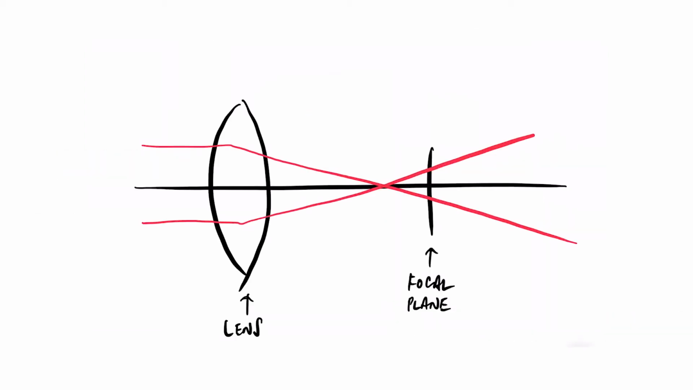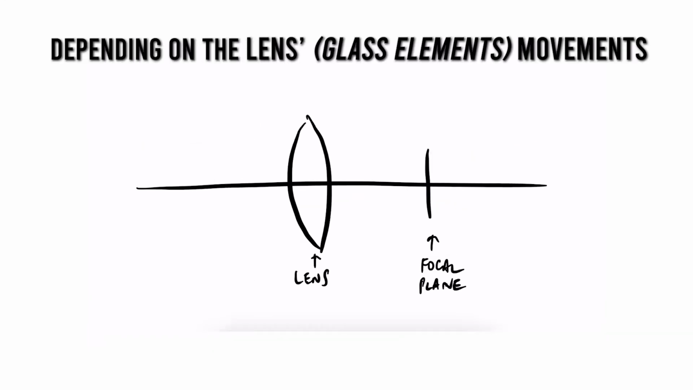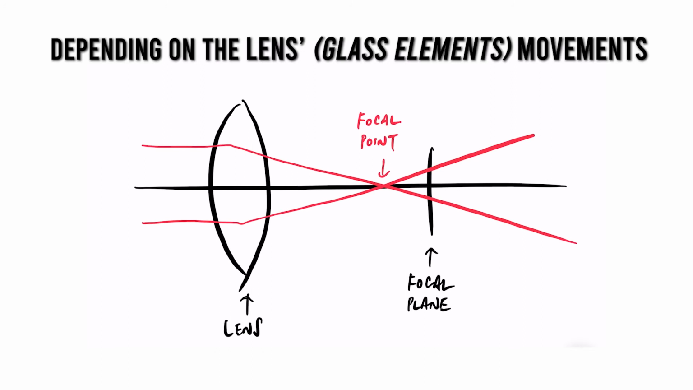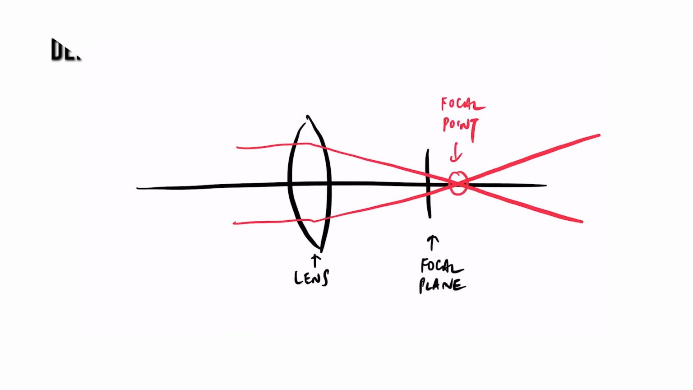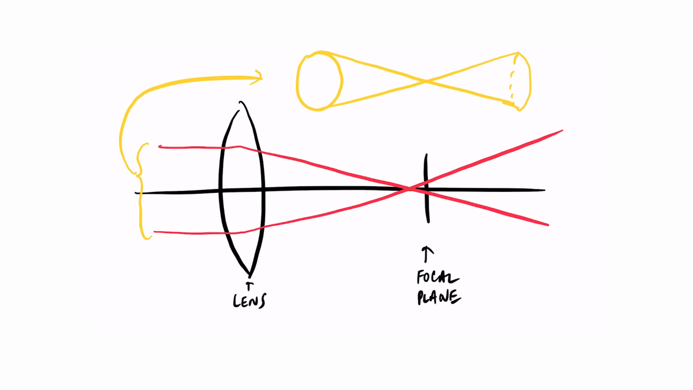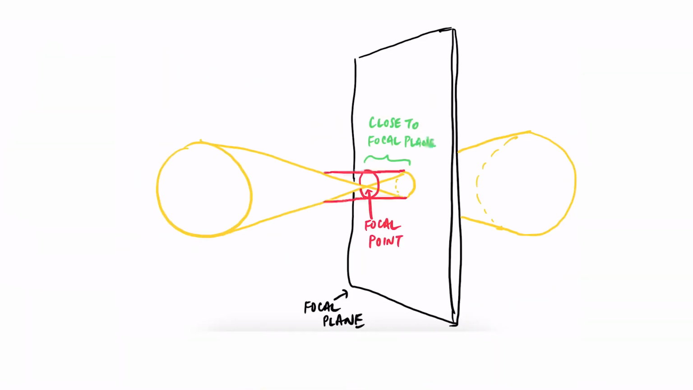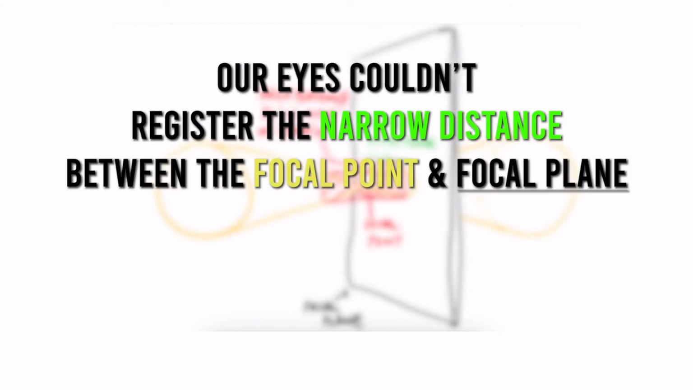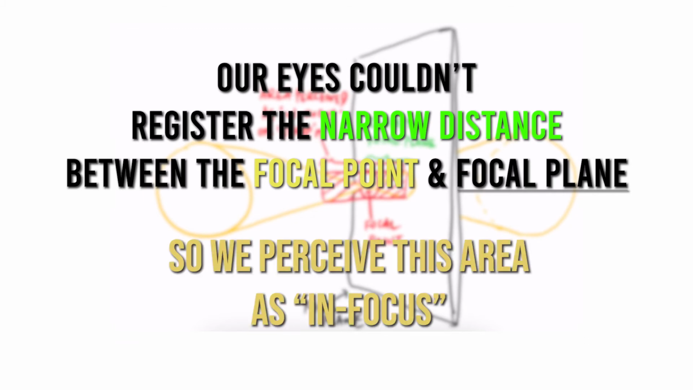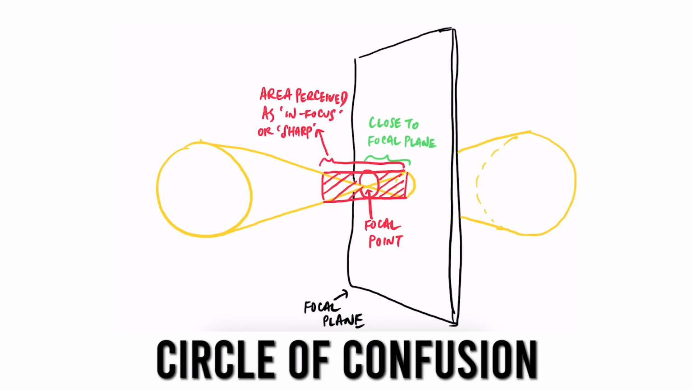When light passes through the lens, and depending on the lens movements, the light is reflected and converged before, on or after the focal plane to form a focal point. Now, if we look three-dimensionally, the shape from the front of the light passing through the lens will look more like a circle. In each case, there is a particular area where, although the focal point is just nearby the focal plane, the subjects within this area is still perceived as in focus or sharp by our eyes. Our eyes just could not tell the very narrow distance where the focal point is outside the focal plane, and we perceive it as in focus. And this is the circle of confusion.